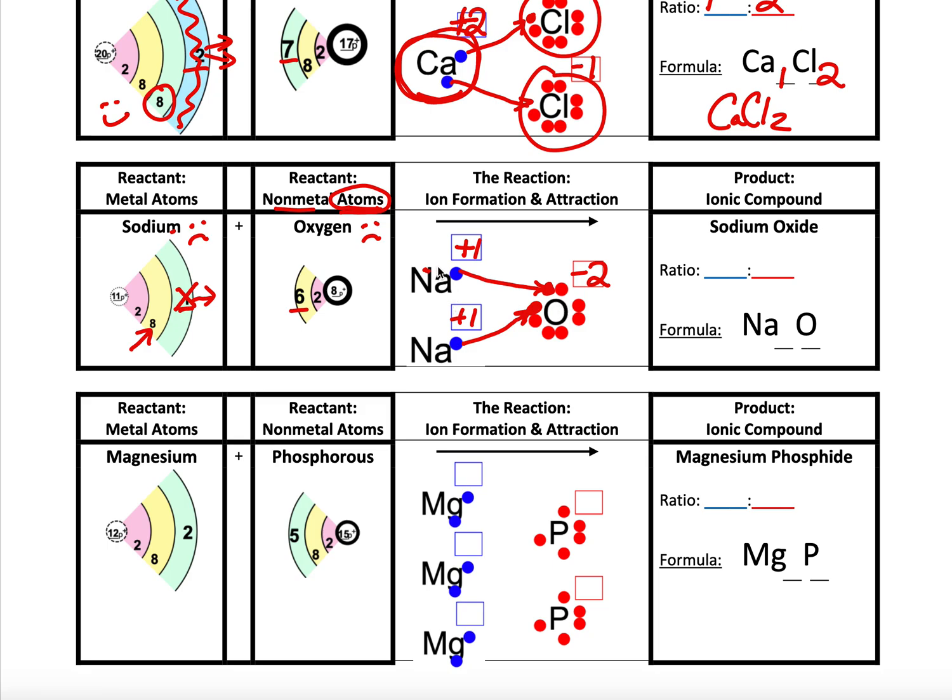So how many sodiums do we have? 1, 2. How many oxygens? 1. It has to hook up on that ratio so all the electrons can work out and everybody becomes happy. That ratio is what your formula is. 2-to-1. There's 2 sodiums for every 1 oxygen. If I was writing this, I would write Na2O. I wouldn't write a 1 after it.